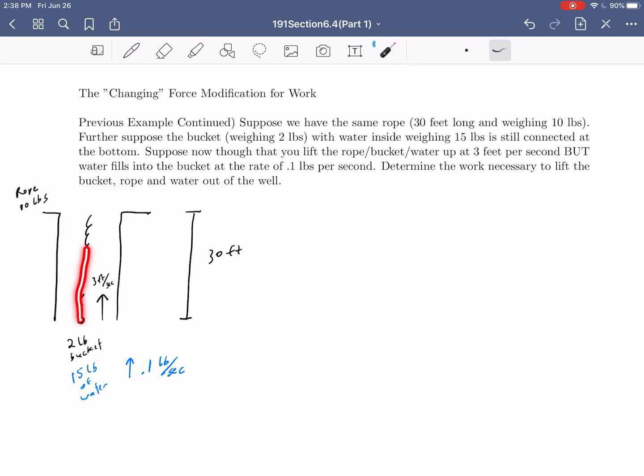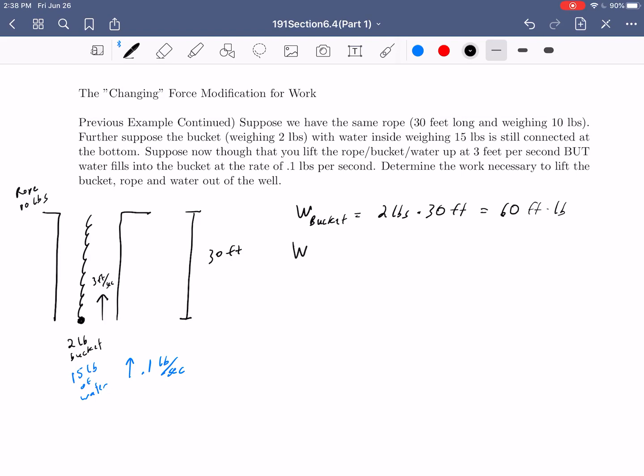So while this thing is moving up, this water weight is slowly getting heavier. And that's why you can see that this is referenced as the changing force modification, because the weight of this thing, the force necessary to lift this, is changing over time. Well, a lot of the components should stay the same. So the work for the bucket's weight isn't changing. The water is changing. This is why it's good to separate everything into different pieces. The work for the bucket should still be the same. It's going to be those 2 pounds times the 30 feet, which means we're getting 60 foot-pounds. Okay, that part's not going to change.